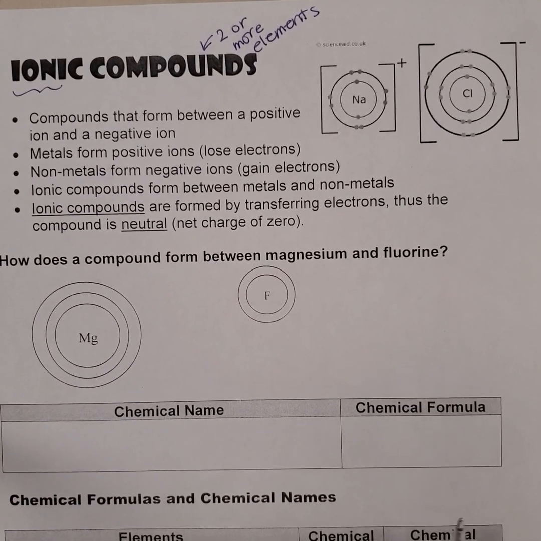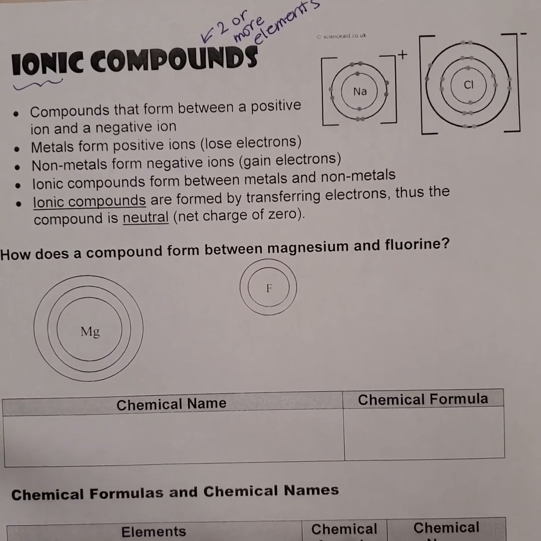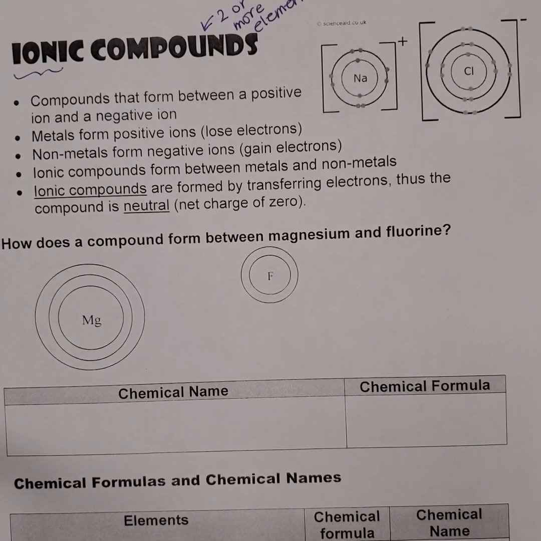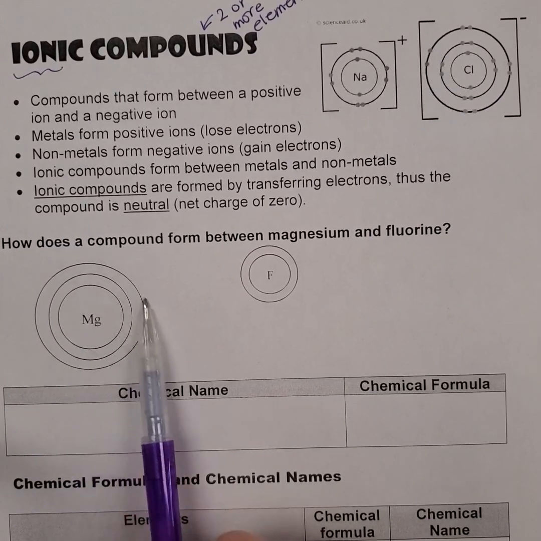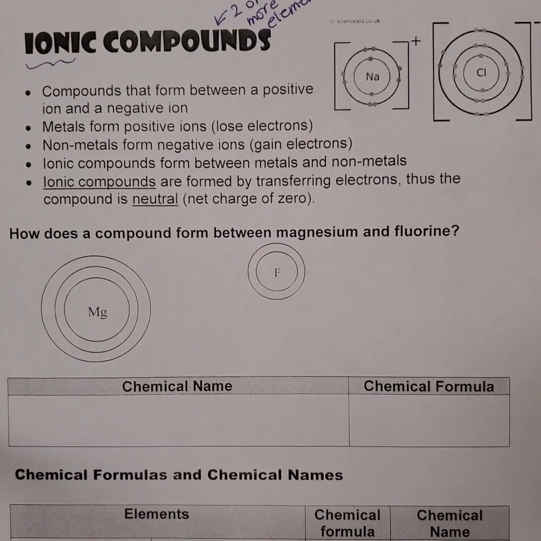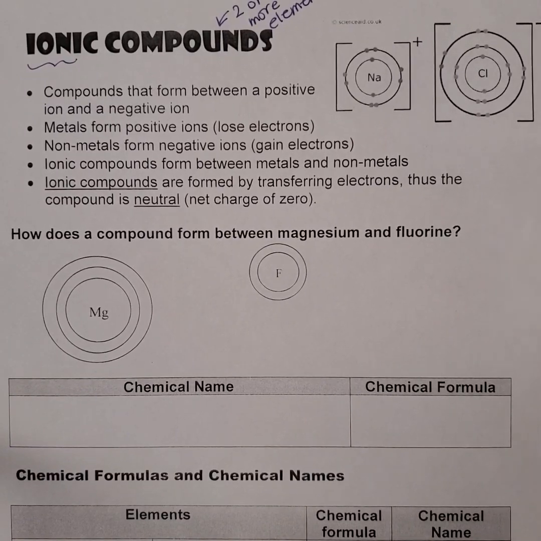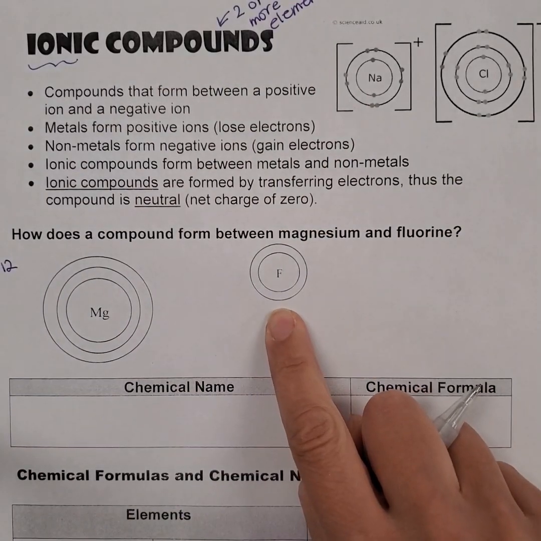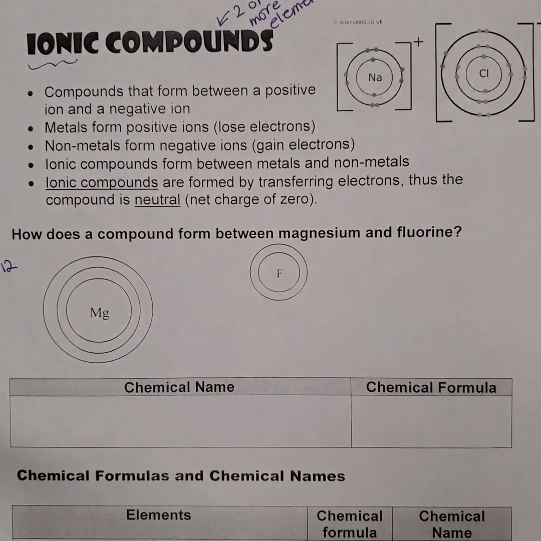We're going to take a look at the compound that forms between magnesium and fluorine. The first thing that you need to do is to use your periodic table. You will fill up the shells. When you look at a periodic table, the atomic number for magnesium is 12, and the atomic number for fluorine is 9.